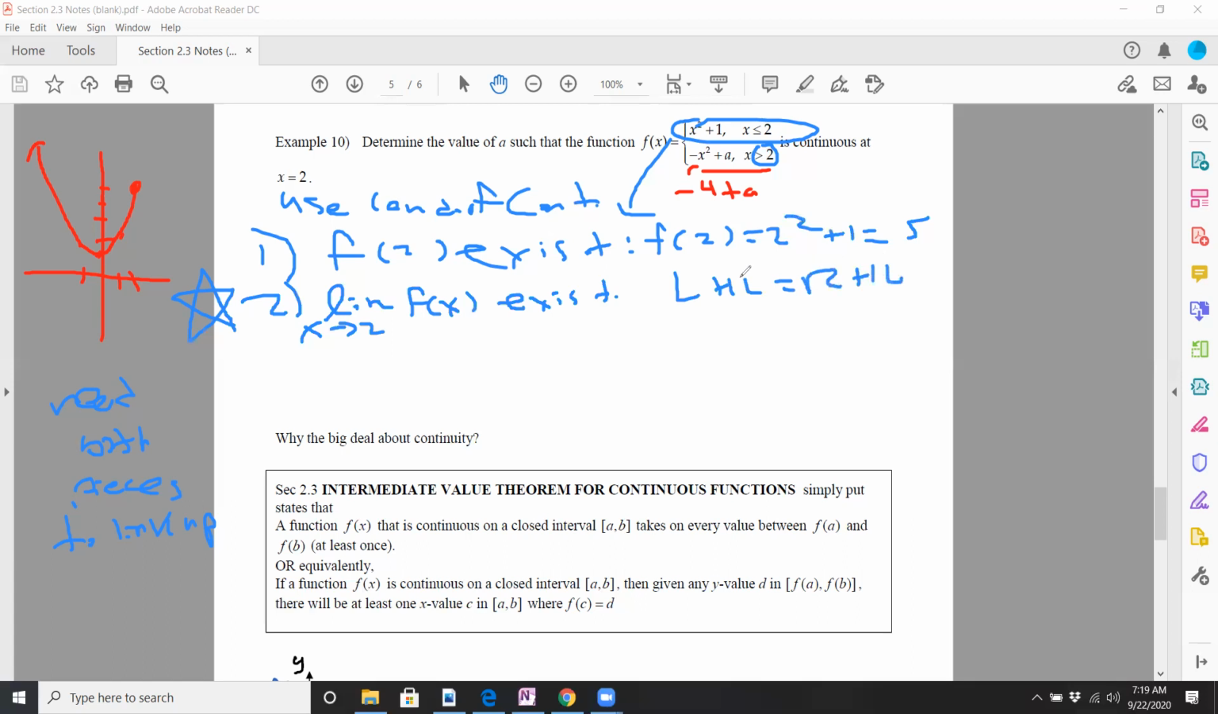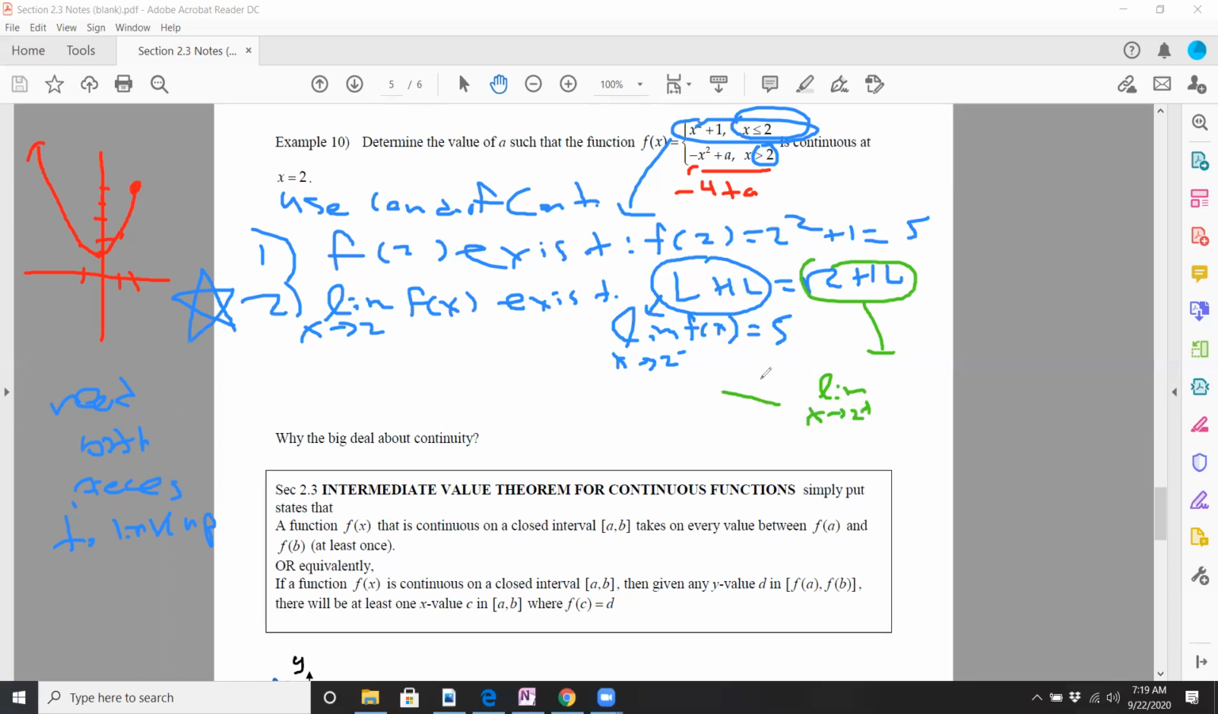Well, I already know the LHL, which is going to be, again, this right here. The limit as x approaches 2 from the left of f of x is going to equal 5. That's that. So for my RHL, I need the same thing. I need the limit as x approaches 2 from the right. And this is going to be the most important part right here. The limit as x approaches 2 from the right of f of x must also equal 5.